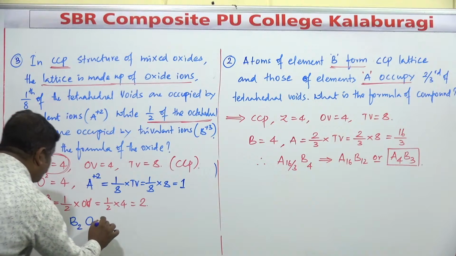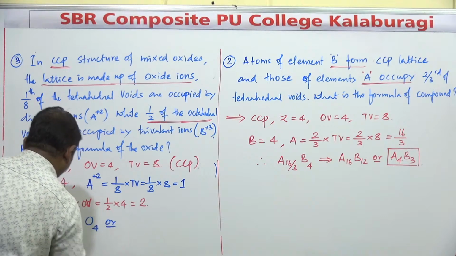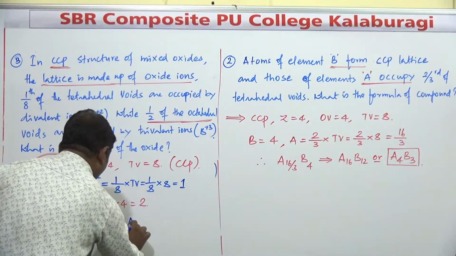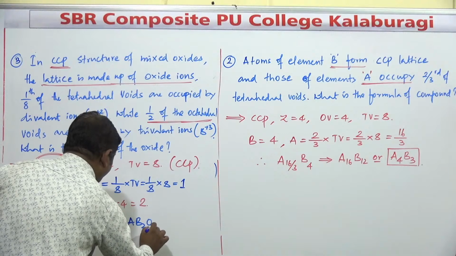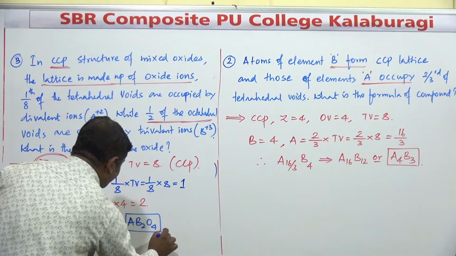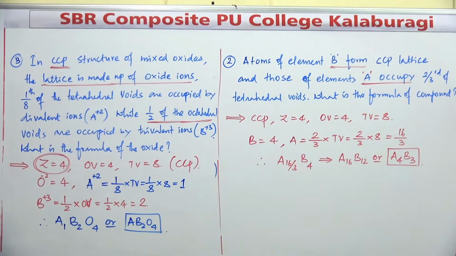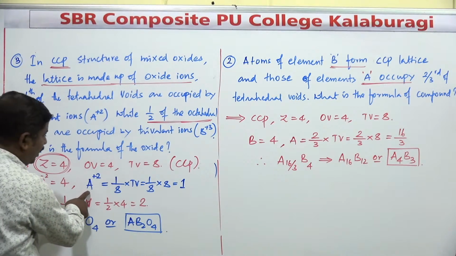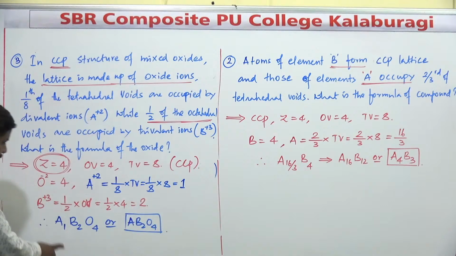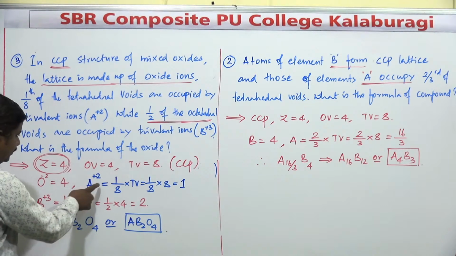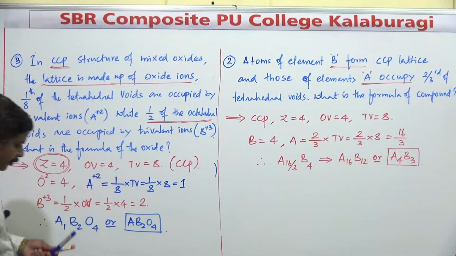So AB2O4. AB2O4 is the simplest formula of the compound for this type of arrangement. So the total number of oxide ions is equal to 4, the total number of A cations is equal to 1, and the total number of B+3 ions, that is plus 2 and plus 3, is 2.